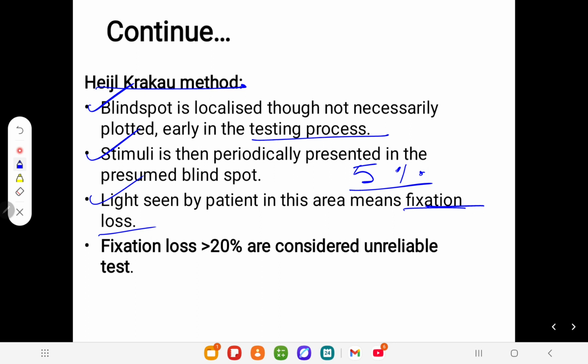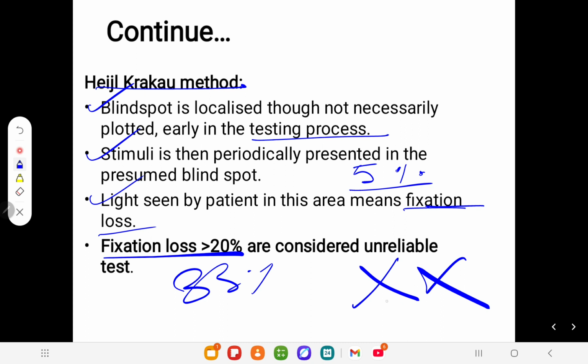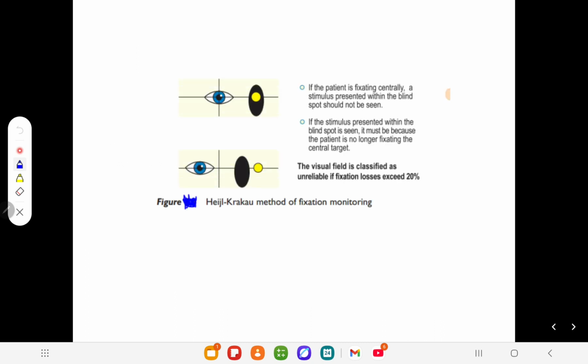So actually the machine is throwing light to the optic disc, but your optic disc is not there. What is there? The light sensitive area of the retina. So at that point there is a fixation loss, isn't it? Normally fixation loss greater than 20% is considered unreliable, and if it is greater than 33%, then the machine will show something like XX. It's definitely unreliable. That's the case with the Heijl-Krakau method.